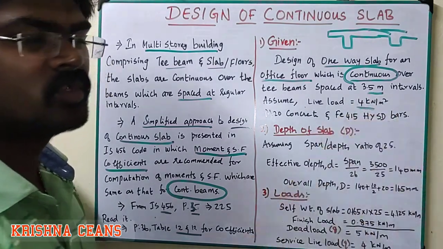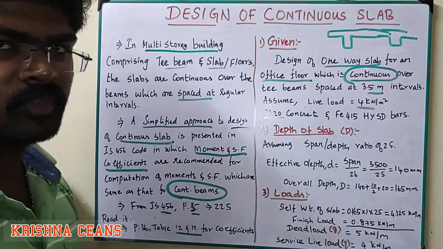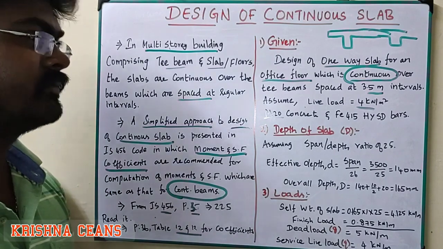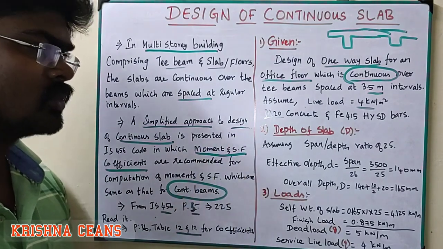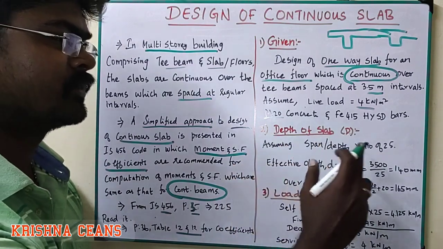We will assume some of the loads. Live load is 4 kN per meter square. M20 grade of concrete is used. Then Fe 415 HYSD steel bars we will provide for the continuous slab. Step number 2, we calculate the depth of slab.